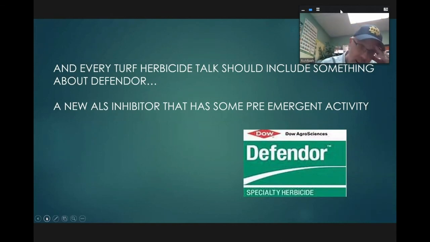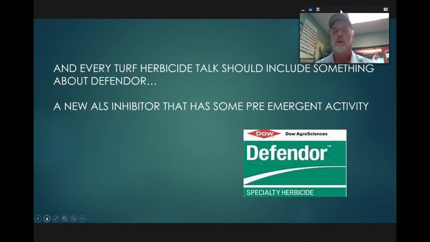And I guess every turf herbicide talk should include something about Defender. Defender is kind of a one-of-a-kind product. It's an ALS inhibitor is its mode of action. It's a post-emergent and a pre-emergent material. This product was built primarily to control one weed and one weed alone, and that is dandelions. In the lawn care game, your weed control is judged by that weed and sometimes nothing else.